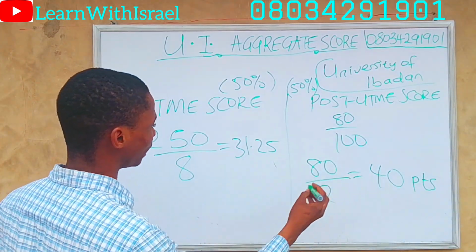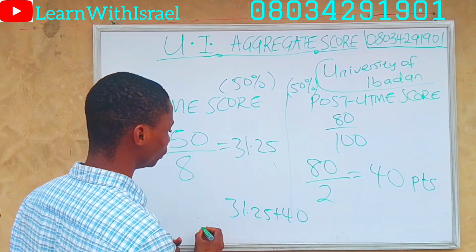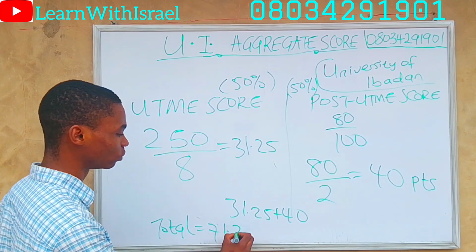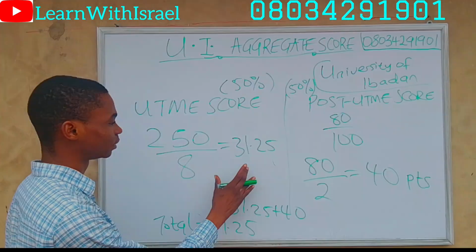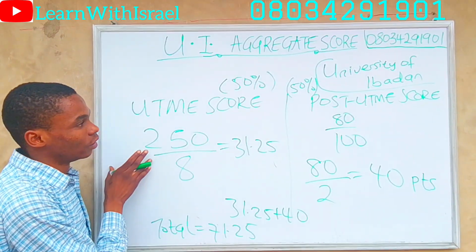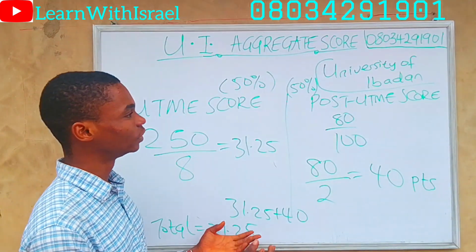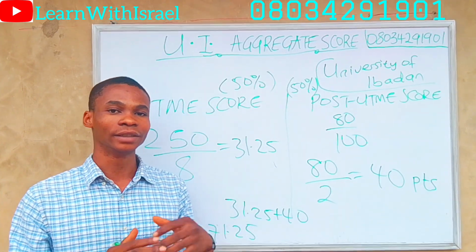So let's add it together. 31.25 plus 40 will give us a total of 71.25. So assuming you have 300, it will boost. Assuming you have 300 or 280, it will boost your aggregate score. So with this, you should be able to calculate aggregate score for UNIBADAN easily.